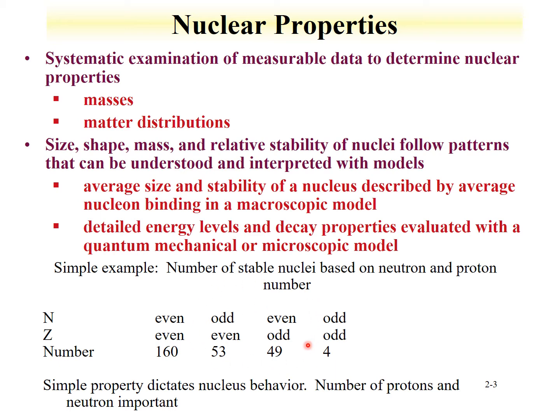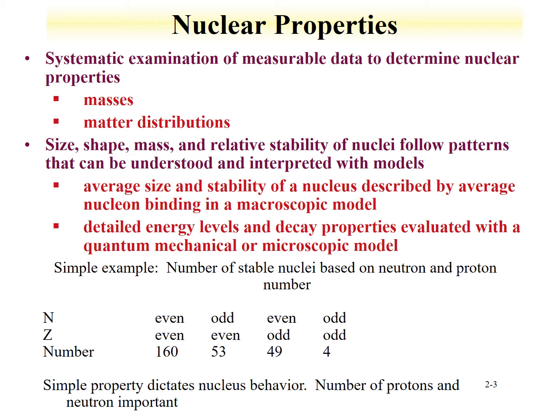There's about an equal number that have odd number of neutrons, even number of protons, and then an odd number of protons, even number of neutrons. And there are only 4 stable nuclei that have odd numbers. So odd number of neutrons, odd number of protons. Chances are, if you have an isotope that has an odd number of neutrons, odd number of protons, it's not going to be stable.